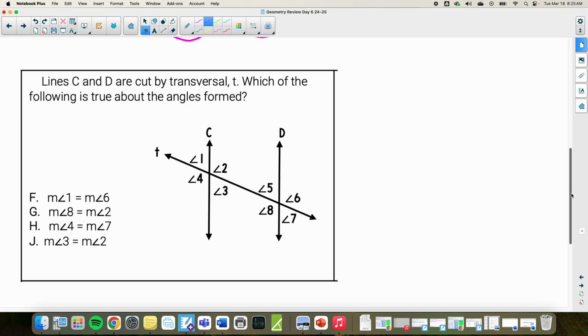Now if I look at this one, they want to know which one of these is a true statement. I'm going to give you a second to look at that. Can anyone tell which one is true? Do you guys agree G is true? G is 8 and 2 are equal. Here's 8, here's 2. What kind are those? Alternate interior. And aren't those equal? Okay, everybody get that?